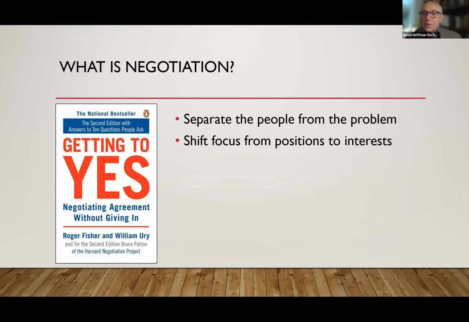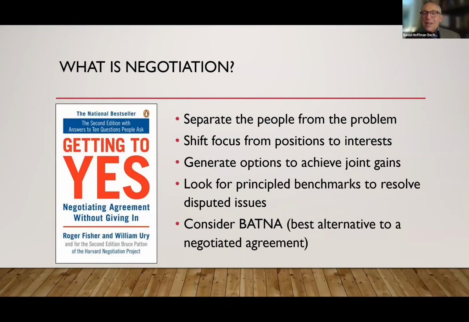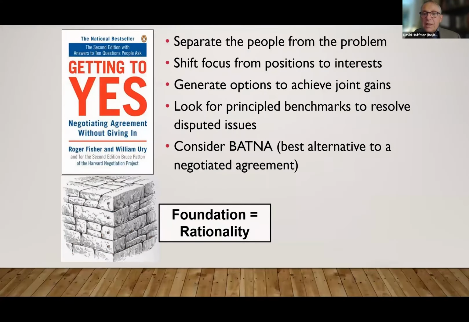Getting to Yes is all about interest-based problem solving, expanding the pie to achieve joint gains, looking for principled benchmarks to resolve disputed issues, and considering the bargainers' alternatives to a negotiated agreement. All great stuff. The problem with it, in my view, is that it has a foundation of rationality. All the things that you see in this 5-point bulleted list rely on having a clear-eyed, logical way of thinking about the negotiation.